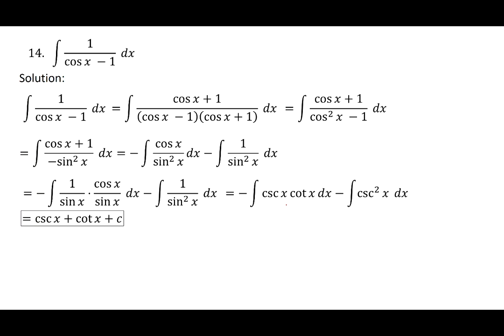What was I thinking, man? The integral of cosecant x cotangent x is negative cosecant x. I'm sorry. Lapse of concentration. Minus negative cosecant x becomes positive cosecant x. The integral of cosecant square x is negative cotangent x, so minus negative cotangent x gives plus cotangent x plus c.